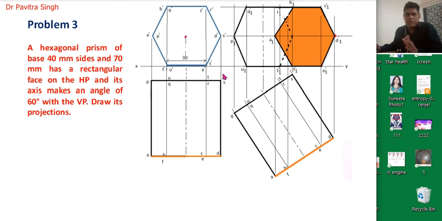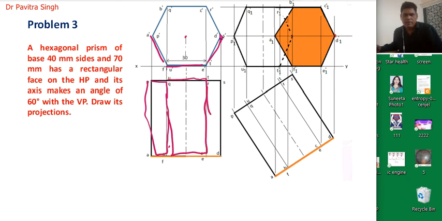PQRS. Okay, so when we see this from the top, we can see this surface, this surface, and this surface, and this surface, this surface, and this surface will be on the back side. That's why we will draw this surface. So this is actually this surface, this one. Okay, and this surface will be this one.